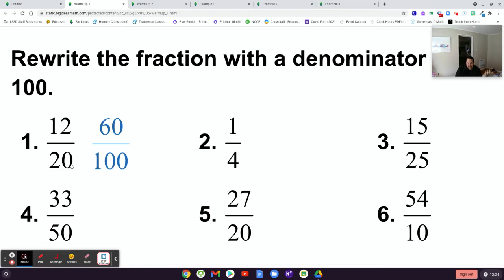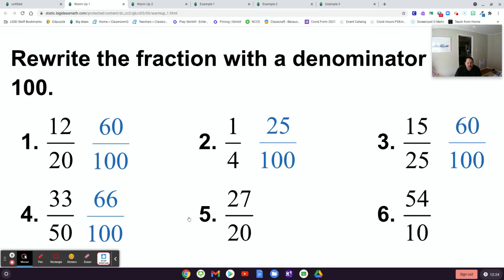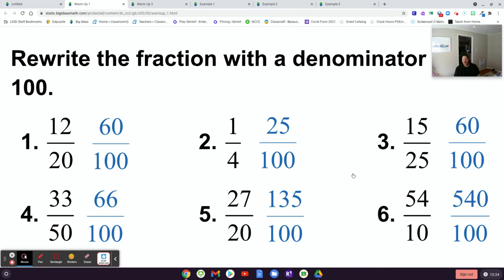So 12/20 is 60%. 1/4, you can multiply the top and bottom by 25. It gives you 25 over 100. 1/4 is 25%. Okay, so 15 over 25 is 60 over 100. 33 over 50, you double them each and get 66 over 100. 27 over 20, this is bigger than 1, which means it's more than 100%. That's fine. So you multiply each by 5 and you get 135 out of 100. So 27/20 is 135%.